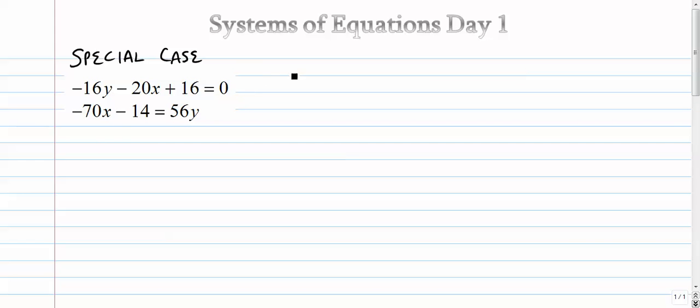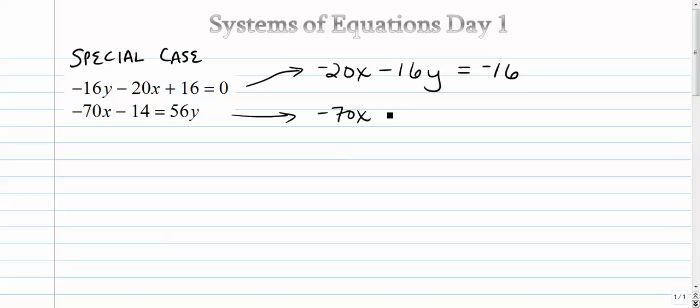So before we do anything, I'm going to rearrange my top equation so the x's come first, the y's come second, and the numbers are on the right. Notice that positive 16 went over to the other side, made it negative 16. And this guy is going to be in the same format. So I need to bring the 56y over to the left. I'm going to make it negative when I do that. The negative 14 is going over and becoming positive. So right now it's in the right format. Everything's lined up.